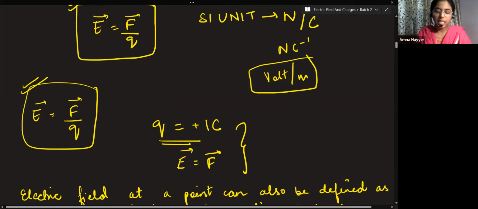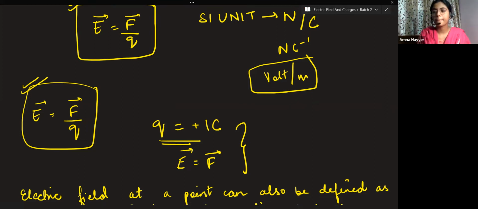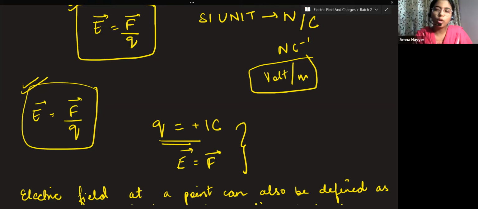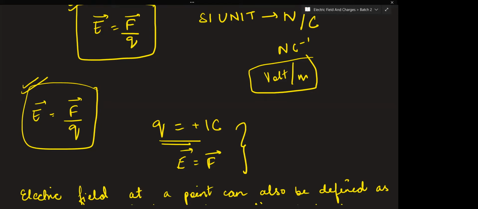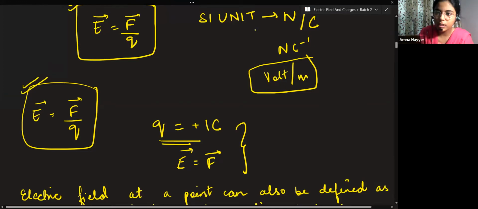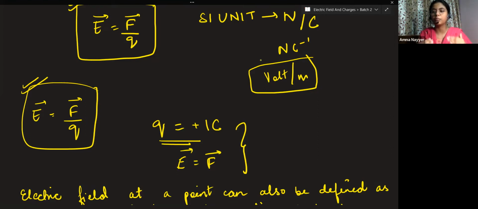So see, what is the SI unit of force? Try to recall your 11th standard part. Laws of motion you must have done. Newton. Remember? For force we use Newton. So see, for electric force it's Newton, and for charge it is Coulomb. So SI unit of electric field will become what? Newton divided by Coulomb, means Newton per Coulomb.